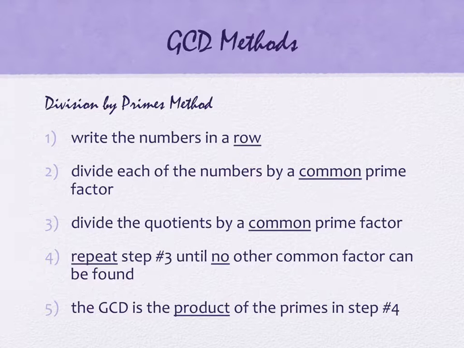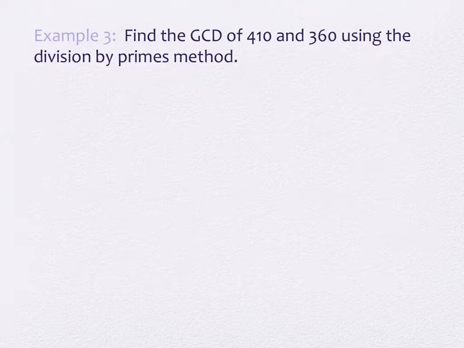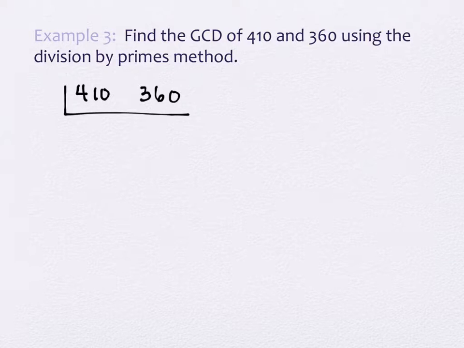I'd like to go back just to show you how much quicker the last one would have been if I did this method, but we'll do the practice problem we're supposed to do, the one that's in the notes, first, okay? So let me go through this one with you. We have the numbers 410 and 360. The first thing says to write them on a line, beside each other. 410, 360. And we are going to divide by the least prime they have in common.